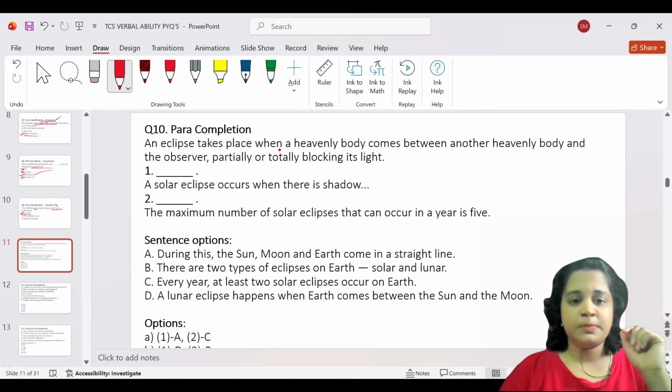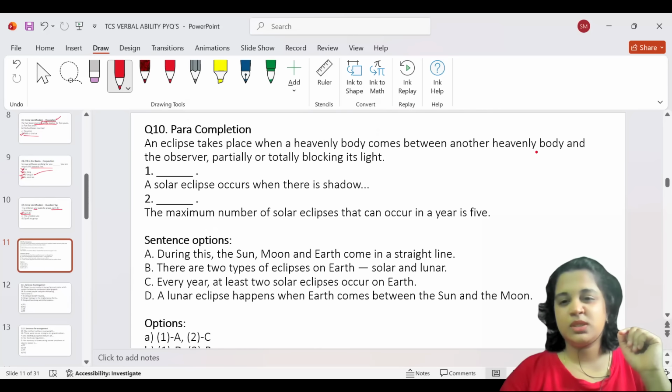An eclipse takes place when a heavenly body comes between another heavenly body and the observer, partially or totally blocking its light. So they're talking about solar eclipse. No, just an eclipse. Okay. A solar eclipse occurs when there's a shadow, blank. The maximum number of solar eclipses that can occur in a year is 1. Okay. During this, the sun, moon, and earth come in a straight line.